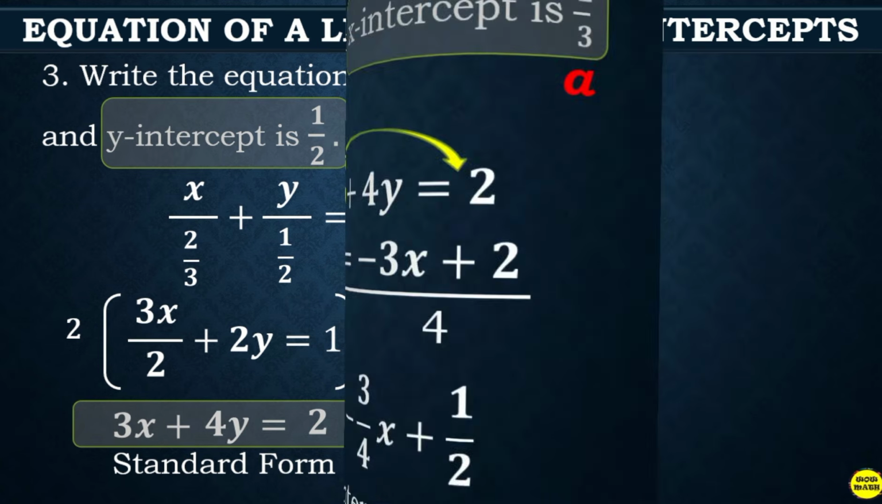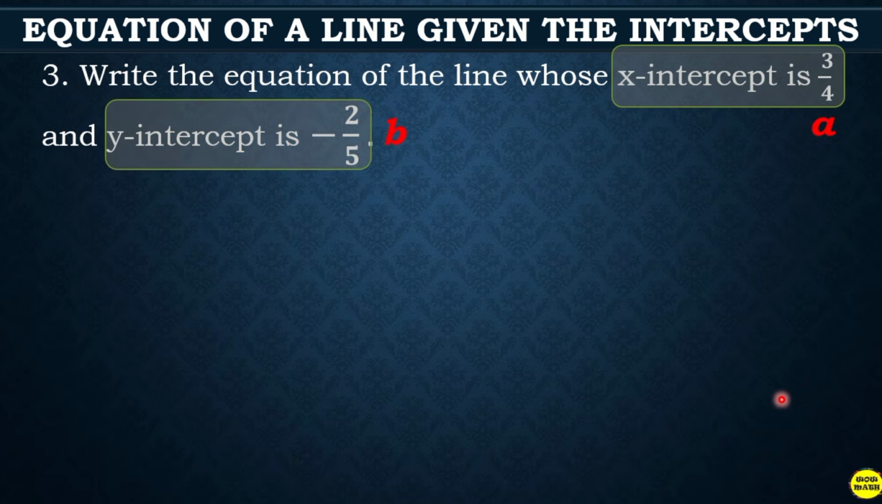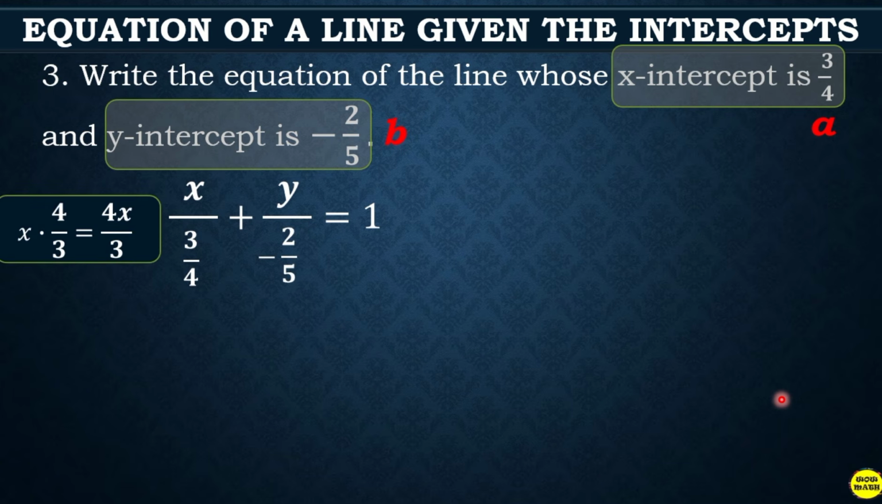Let's have the next one. Write the equation of the line whose x-intercept is 3/4 and y-intercept is negative 2/5. So, same ito nung previous slide, no? Fraction pa rin ang given. So, x-intercept and y-intercept. This is your A, this is your B. So, using the intercept form, substitute natin si 3/4 sa A at si negative 2/5 sa B. Ganun ulit ang gagawin. Copy your numerator and then get the reciprocal of your denominator.